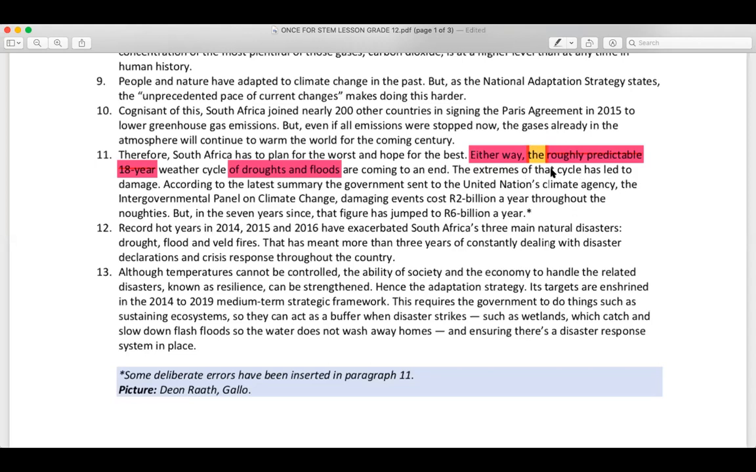The extreme, and I think again, where the confusion will lie is right there. If you look at that, the extremes of that cycle, the extremes, can you see? So if you remove that there, look at that. So what is at play here? What are we talking about? Okay.